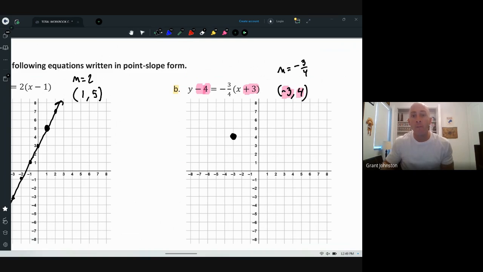And then our slope is negative 3/4. That means I'm going to go down 3 over 4 from that point. Down 3 over 4. Maybe I'll go in this direction over here as well.